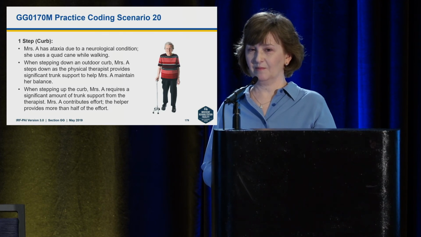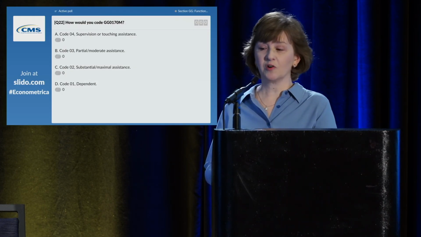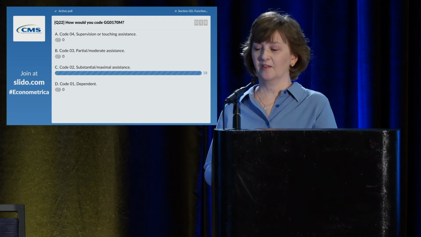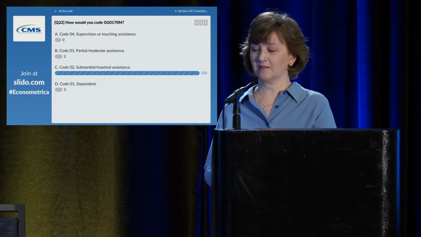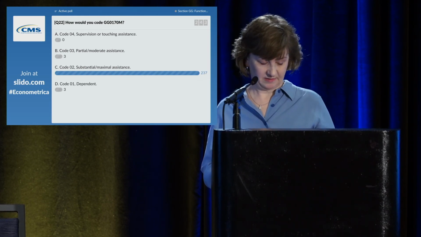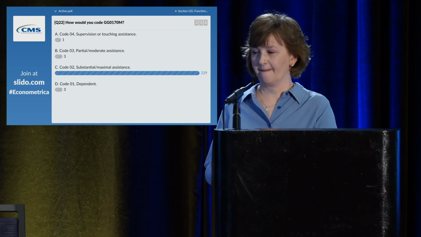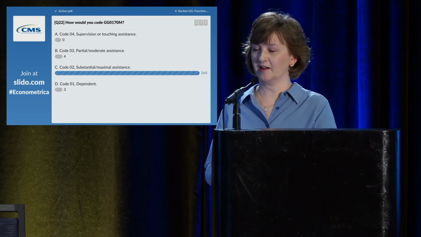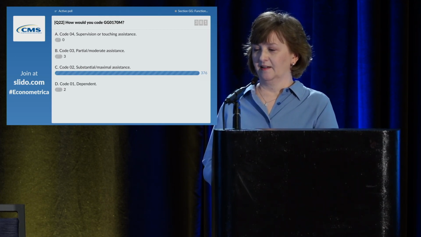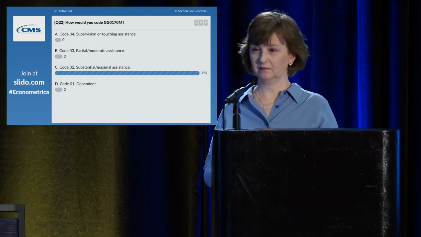So you can go ahead and enter what you think is the correct response on Slido. The options on Slido are 04, supervision or touching assistance, 03, partial or moderate assistance, 02, substantial or maximal assistance, or 01, dependent. Okay, I'll just give everybody a few more seconds, especially for those online. Okay, it looks like most people are coding level 2.